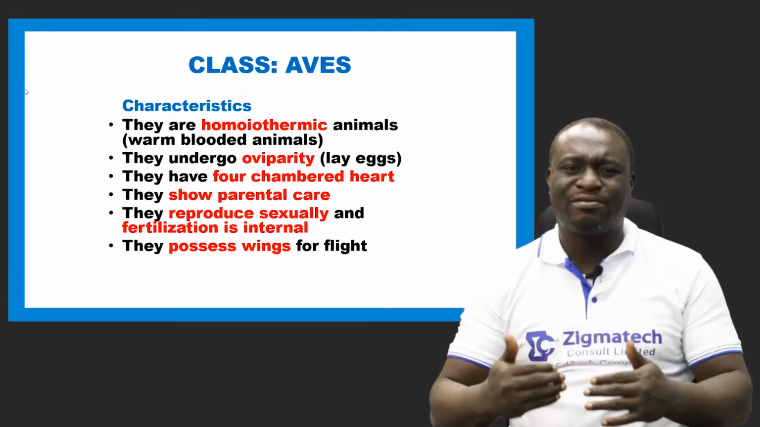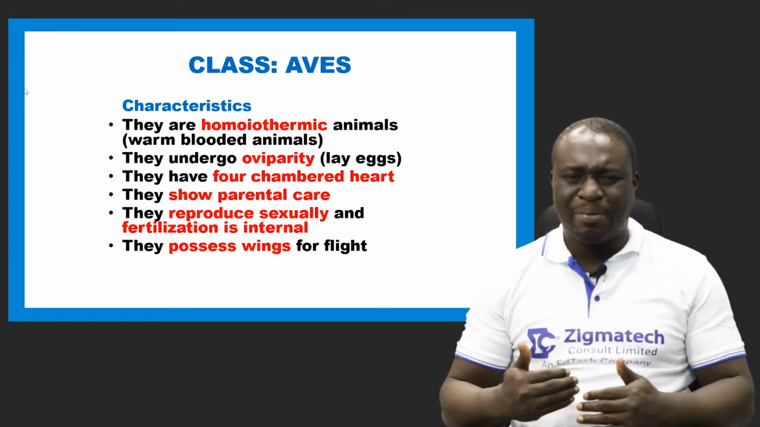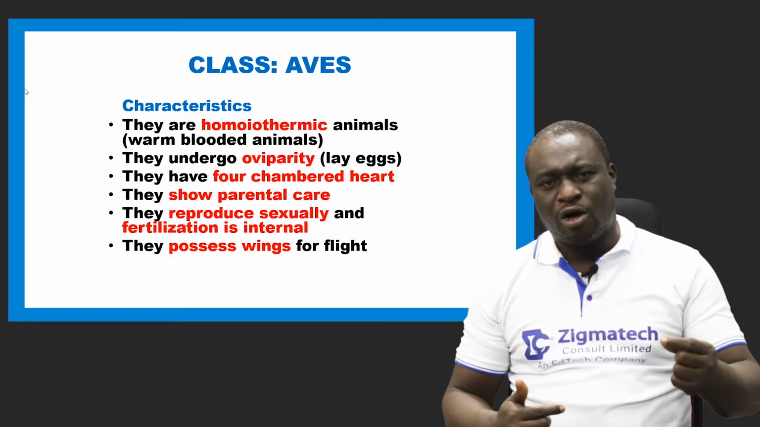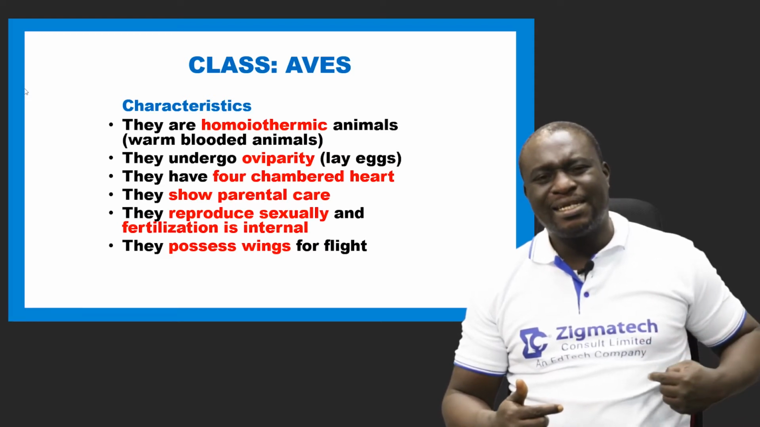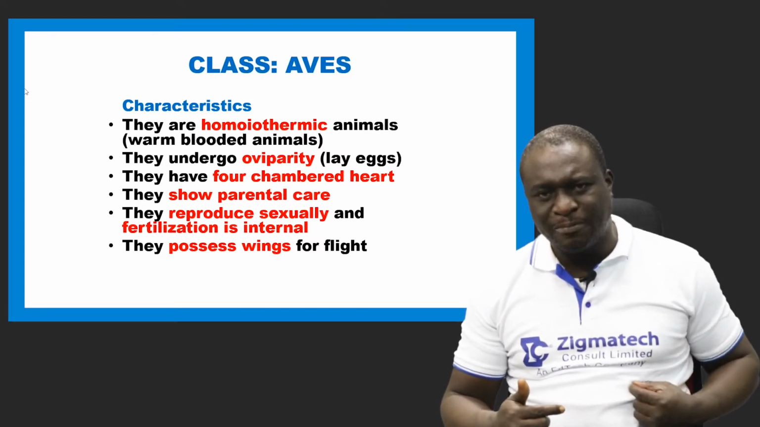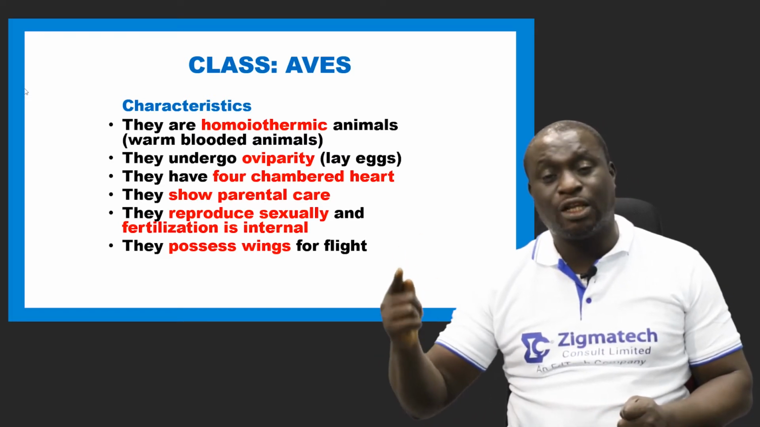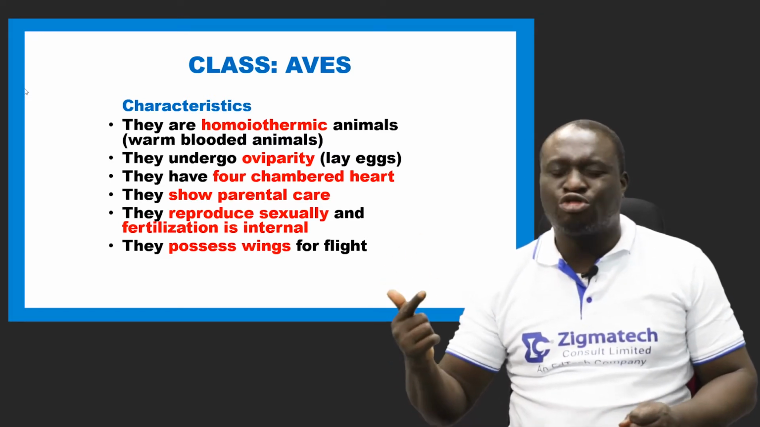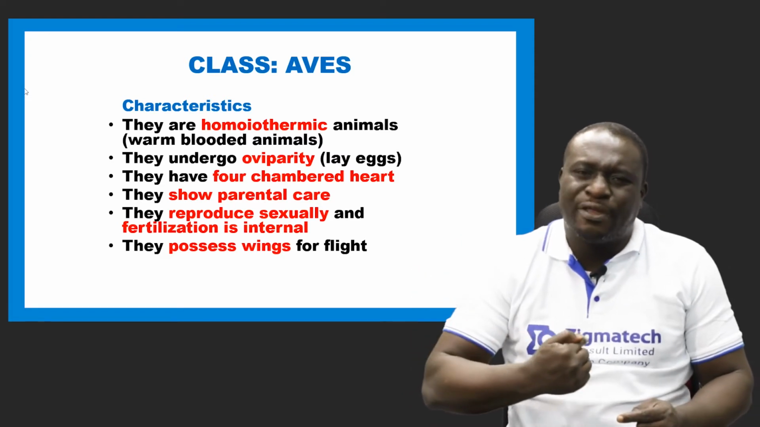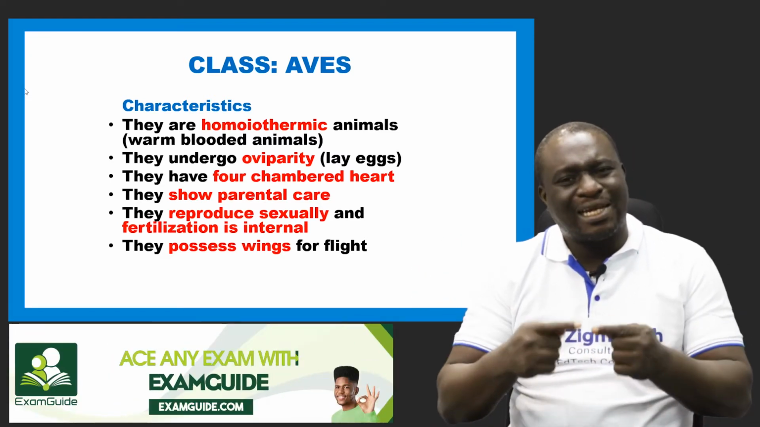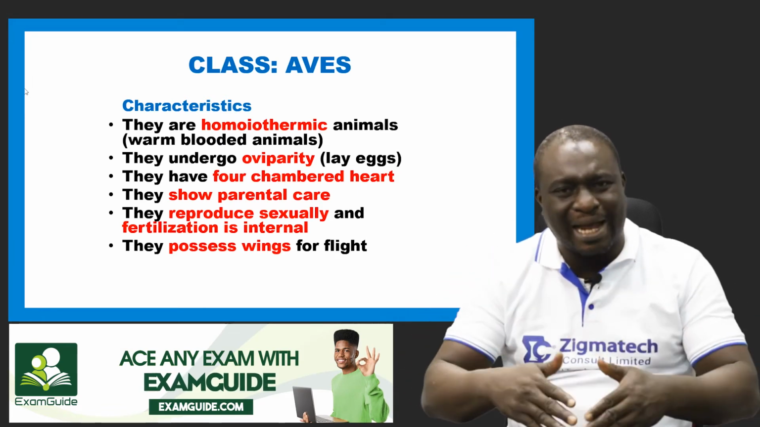Fertilization in aves is internal. It simply means that the egg cell of the female is laid inside of the body of the female, and the sperm cell of the male, or the sex cell of the male, is introduced inside of the body of the female, and fertilization takes place inside.